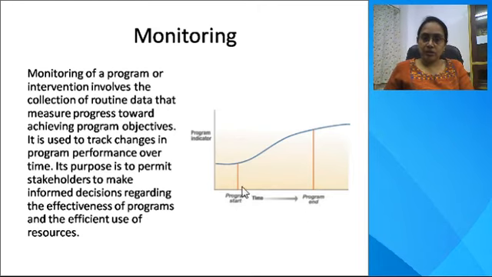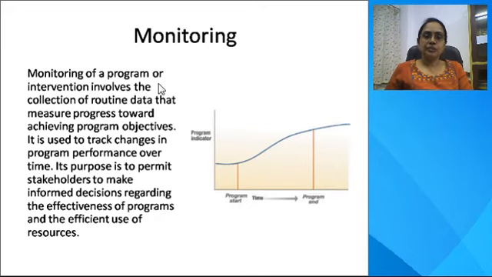Okay, so this is the start of the program, and that's where the indicators are at the beginning of the program. And after I have introduced my communication campaign, this is the improvement in the indicators. So this rise in the indicators is a positive rise in the indicators.